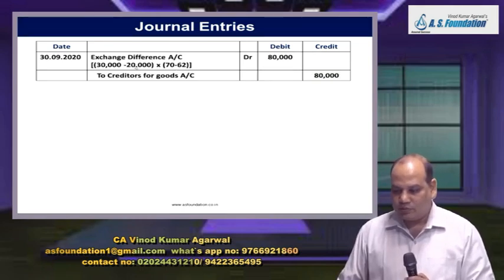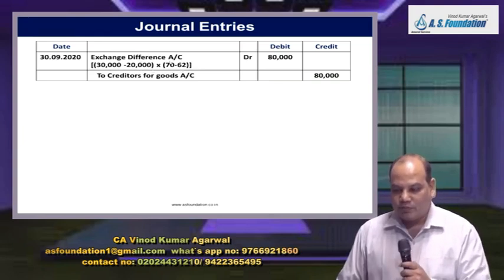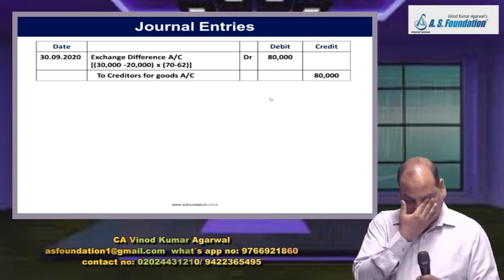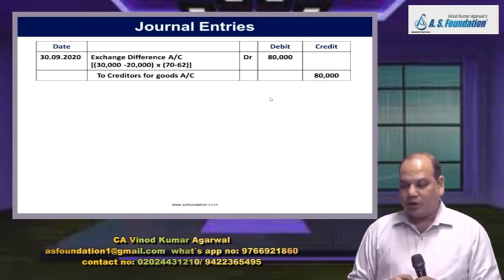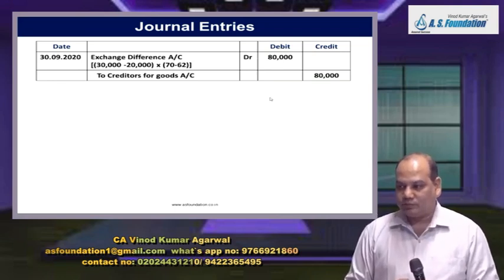So one by one. First, creditor for goods. He has already paid us $20,000. So now $10,000 is recoverable, and the exchange rate has moved up from 62 to 70. So the entry will be exchange difference account debit 80,000 to creditor for goods 80,000.